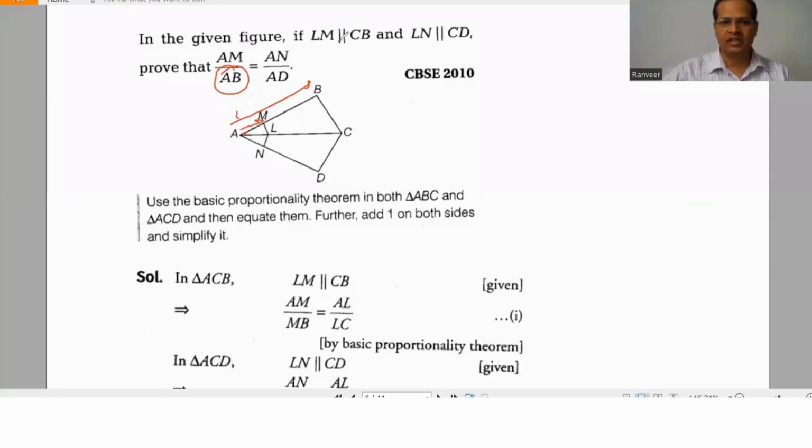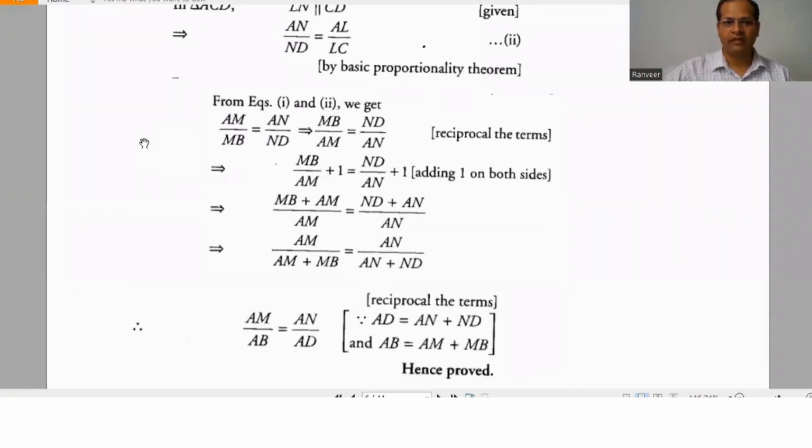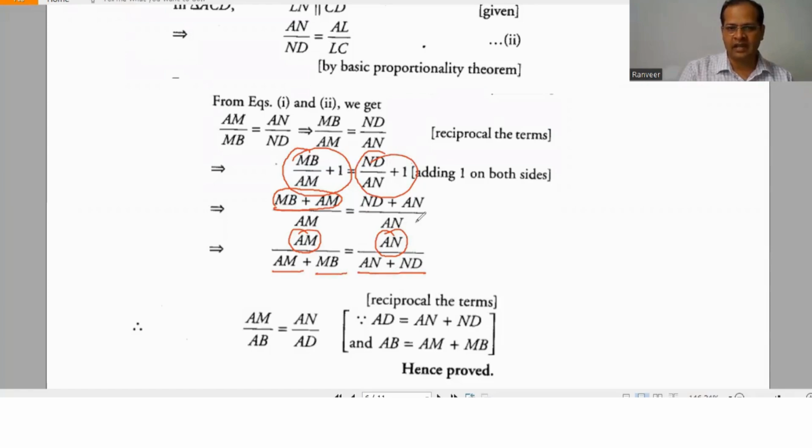So in this type of question, we just have to see, when we reverse this, we add one to both sides. By adding on both sides, MB plus AM divided by AM equals ND plus AN divided by AN. So MB plus AM is nothing but AB, and this is AD. So AB by AM equals AD by AN. Just reverse again, the reciprocal of that, and we get the result AM by AB equals AN by AD.